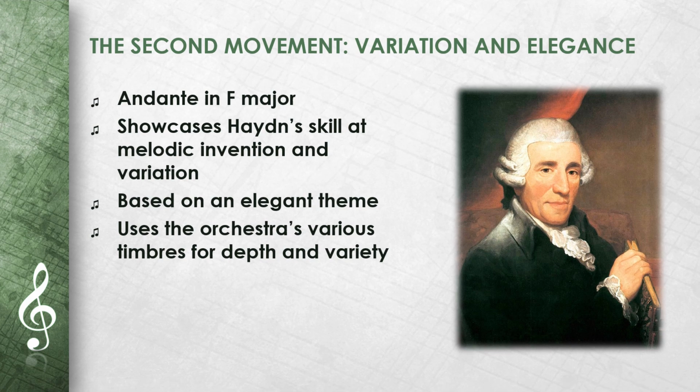The second movement of Symphony No. 90 is an andante in F major that shows Haydn's skill in melodic invention and variation. The movement is based on an elegant theme that Haydn develops in a series of variations. He uses the different timbres of the orchestra to give the movement depth and variety. This movement shows Haydn's mastery of the art of variation.